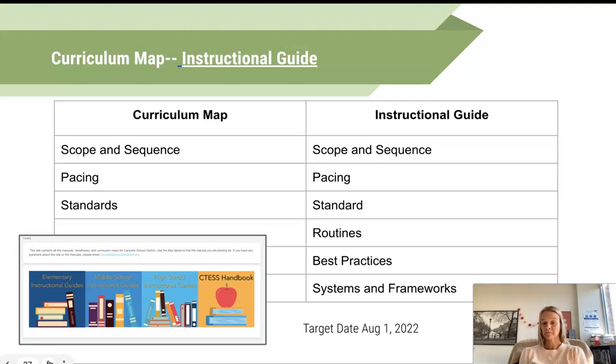These pieces will be available for you. I'm going to go over a few of them with you today. They'll be available for you on our bookshelf at canyonsdistrict.org, for manuals at canyonsdistrict.org, where you'll be able to go to our elementary instructional guides. Our target date to have all these finalized would be by August 1st with those added pieces. So just something to be mindful of is we are going to be calling them instructional guides because they are more than just a curriculum map.